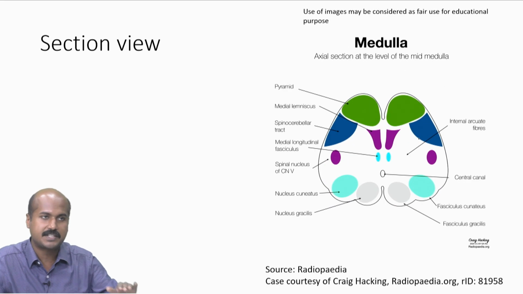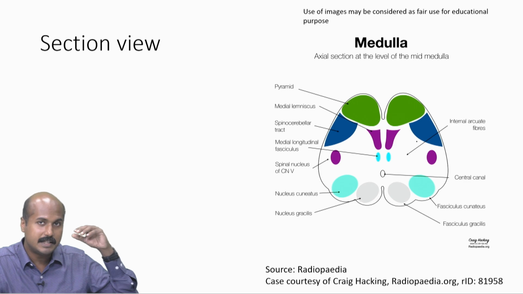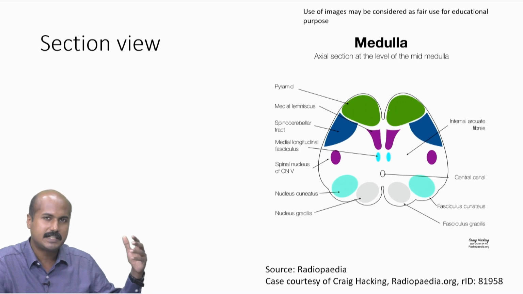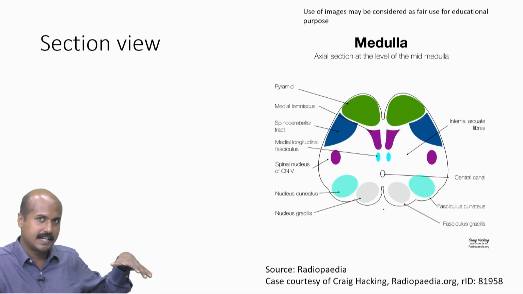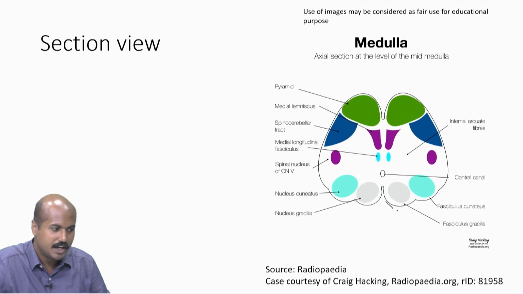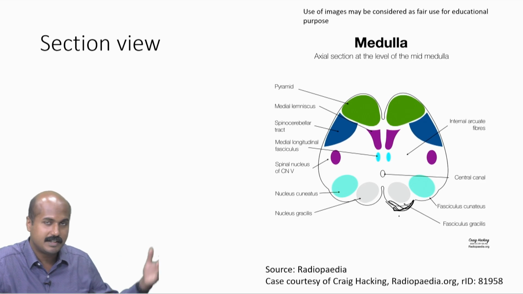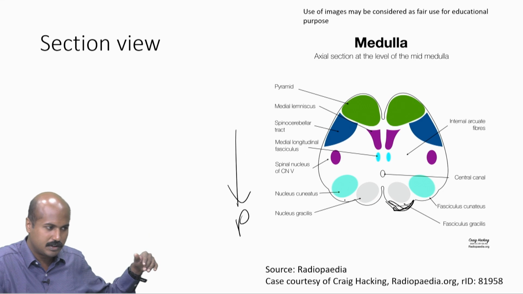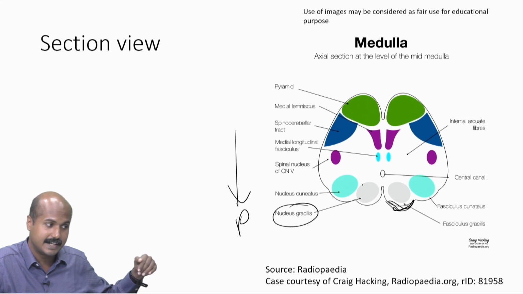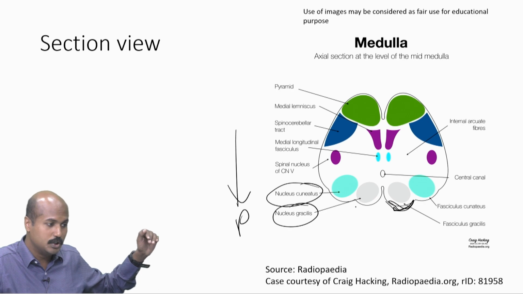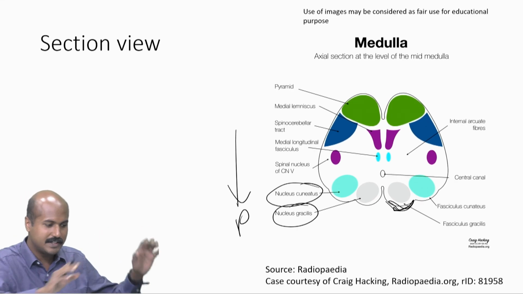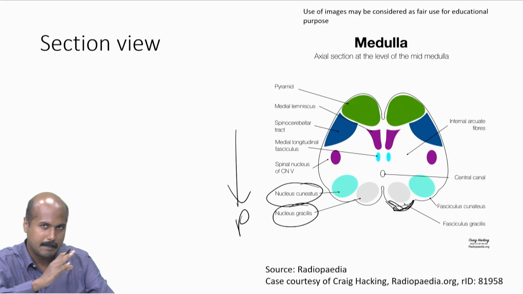Now, if you take a section at the level of the mid medulla, in the anterior aspect the pyramid has grown smaller in size, but if you look at the posterior aspect, you can see two tubercles. This tubercle you see on the dorsal aspect, on the posterior aspect, is called the tubercle gracilis. Tubercle gracilis is formed by the nucleus gracilis. More laterally you can see the tubercle cuneatus, which is formed by the nucleus cuneatus. Those are the features that you see in the posterior aspect in the mid level of the medulla.